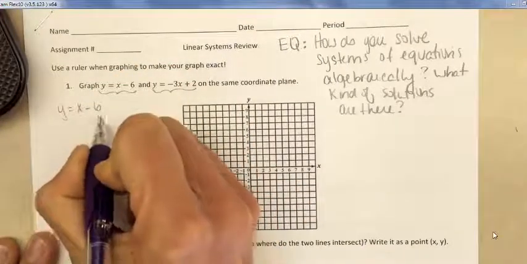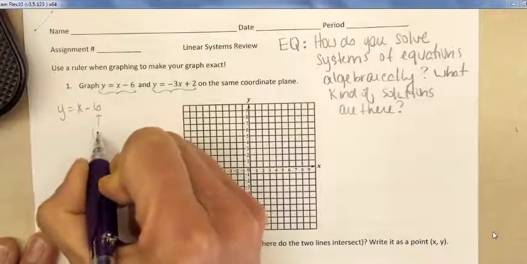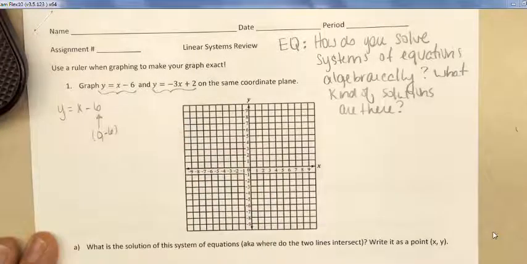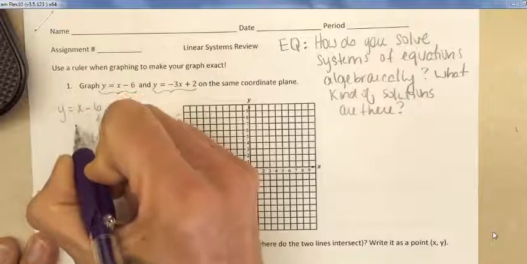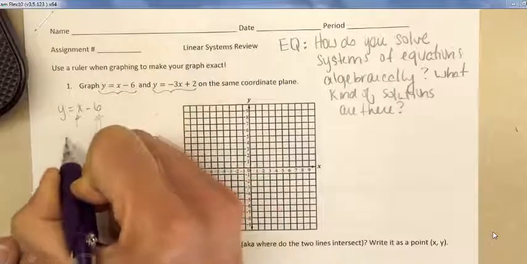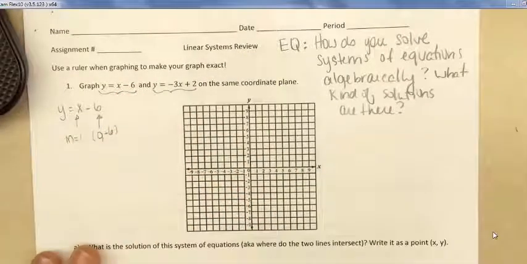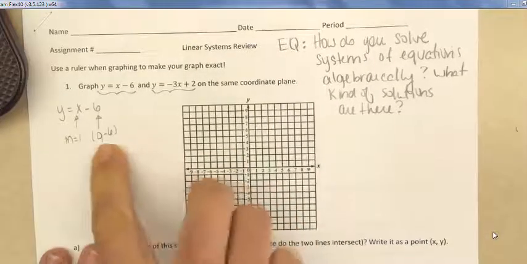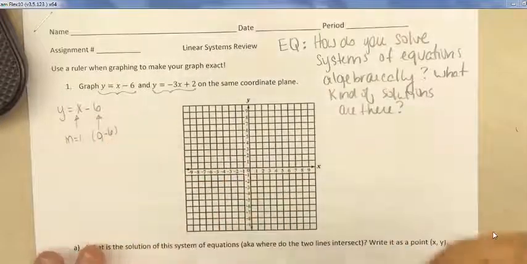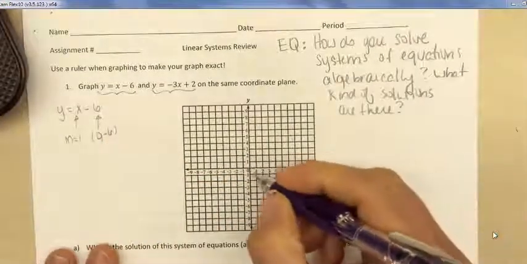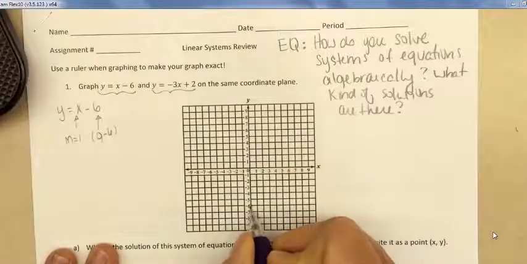Well, I know that this is my y-intercept, so my y-intercept is (0, negative 6). And I also know my slope. My slope is right here, right? So my slope is equal to 1. So I can get 2 points here. I have a point that I can start with, (0, negative 6). So I'll put a point at (0, negative 6).